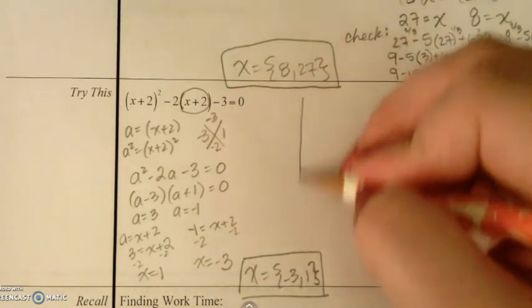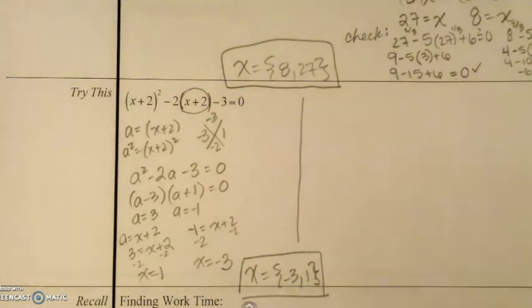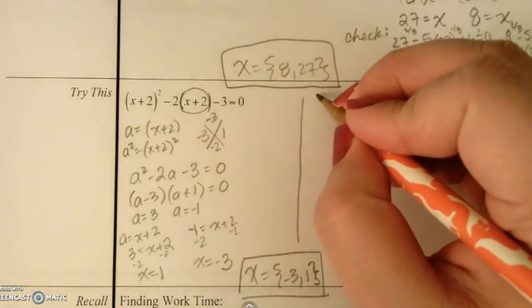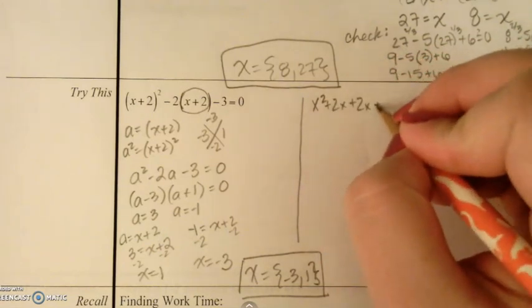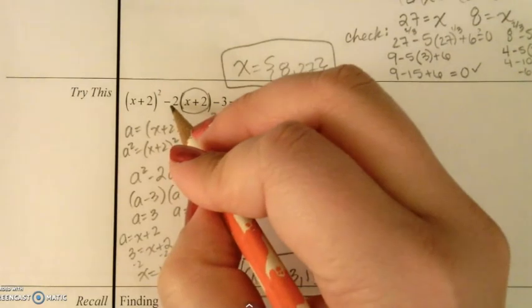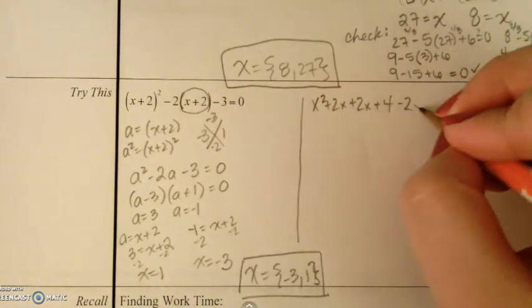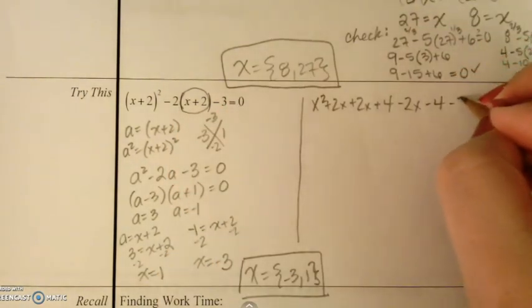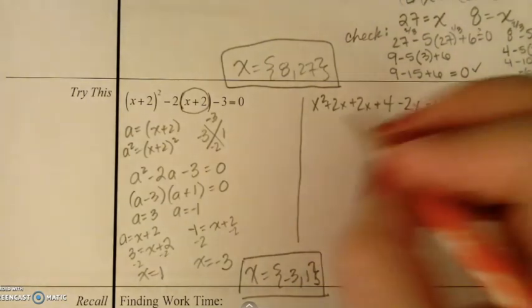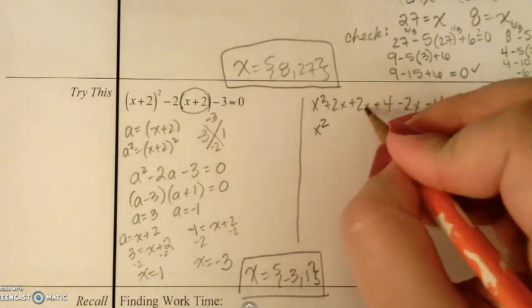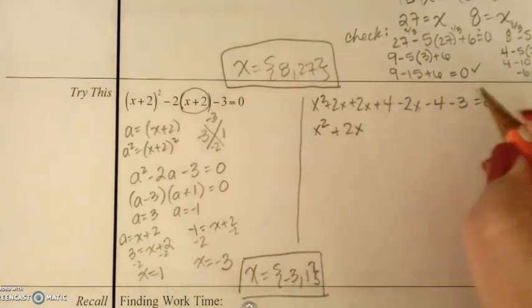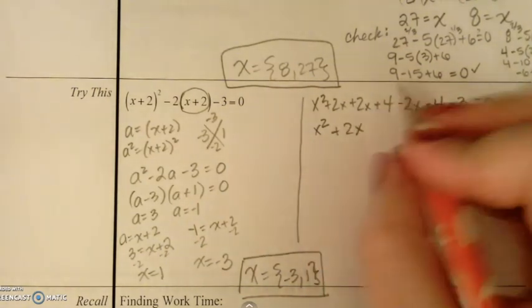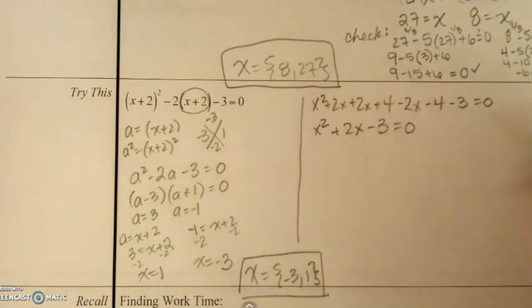Okay, method 2 is by distributing everything. So first we FOIL: x squared plus 2x plus 2x plus 4. Then we distribute the negative 2: minus 2x minus 4, and then minus 3 equals 0. x squared, 2 plus 2 is 4, minus 2 is plus 2x, plus 4 minus 3, minus 3 equals 0.